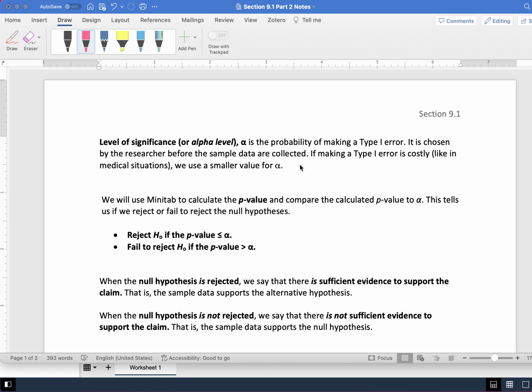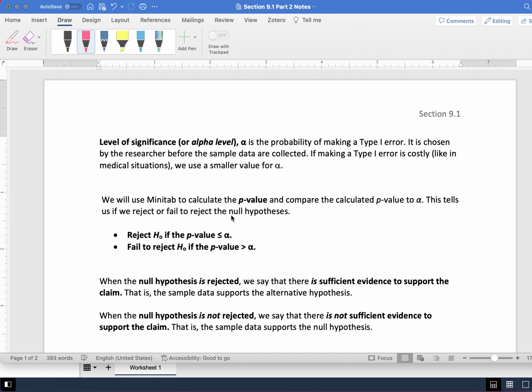But the idea with alpha is that a lower value for alpha, or a smaller value, is used if making a type 1 error is costly. So situations like medical situations, life or death situations, we really don't want to make a mistake in our research. We want to be sure about our results. We use a smaller value for alpha. If it's not life or death and it's not as much of a big deal if we have a mistake in our results, then we can use a larger value.